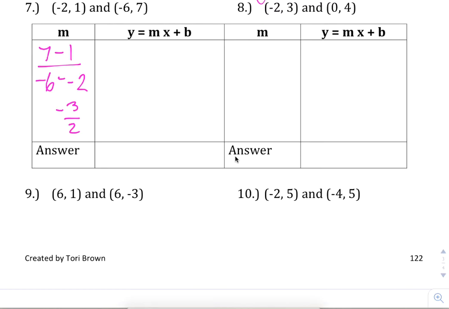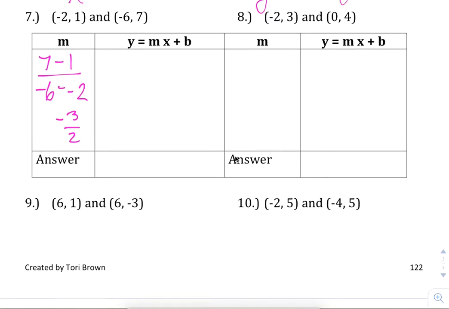So then we're going to pick a point. I probably would pick the smaller one just because it makes life easier than dealing with bigger numbers, okay? So my y is 1. My m is negative 3 over 2. My x is negative 2. And I don't know b.